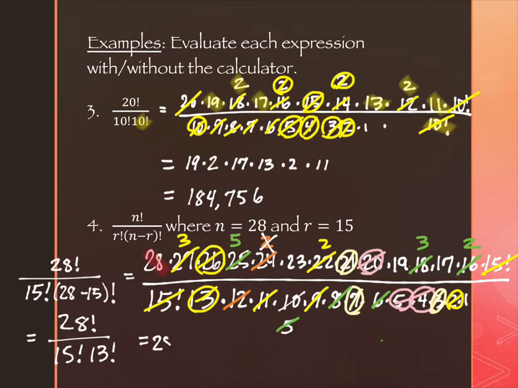I have 3 and 5, so times 3 times 5. Let's see, there's 23 and a 2, times 23 times 2. 19 and 3.